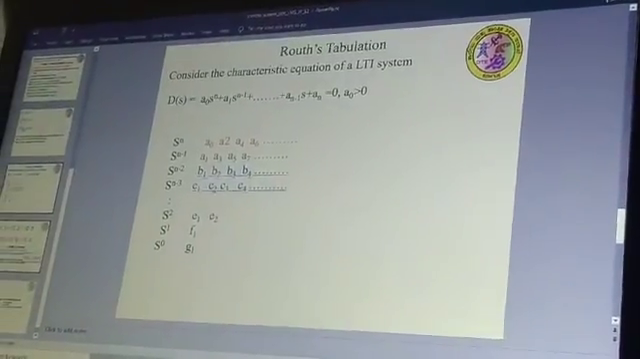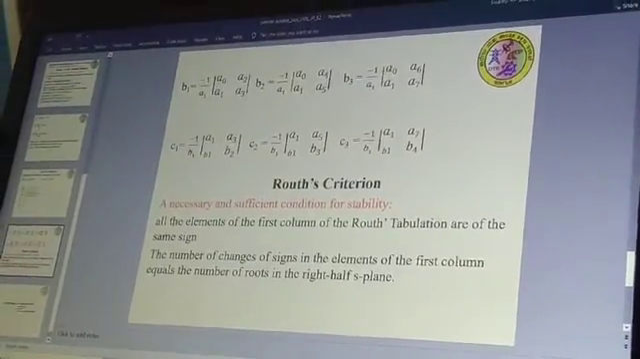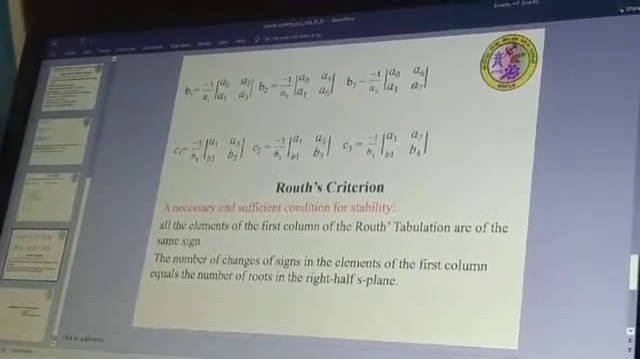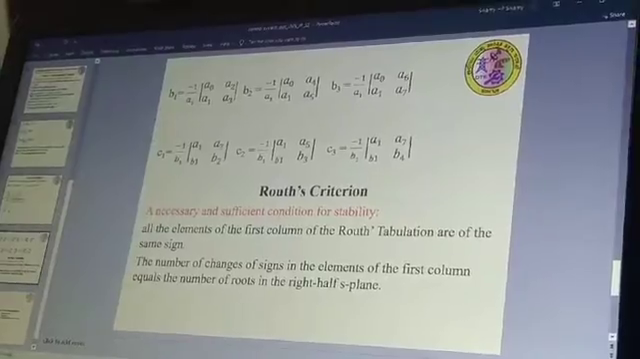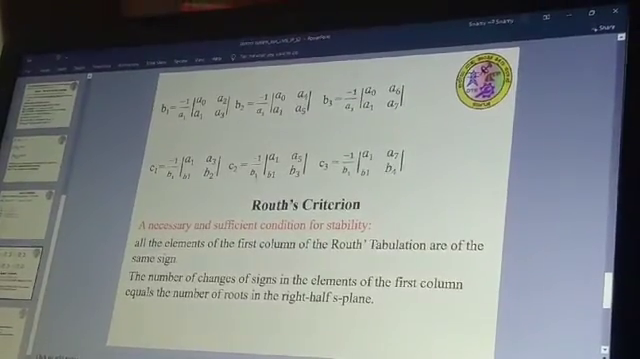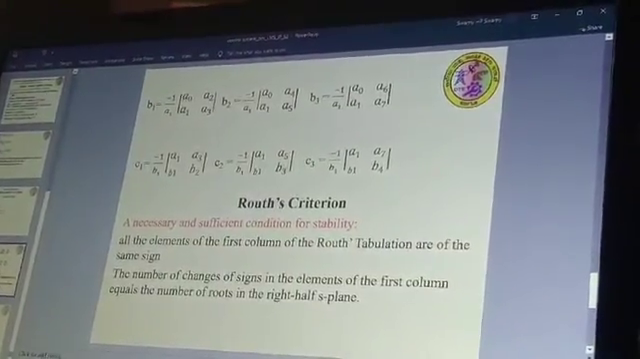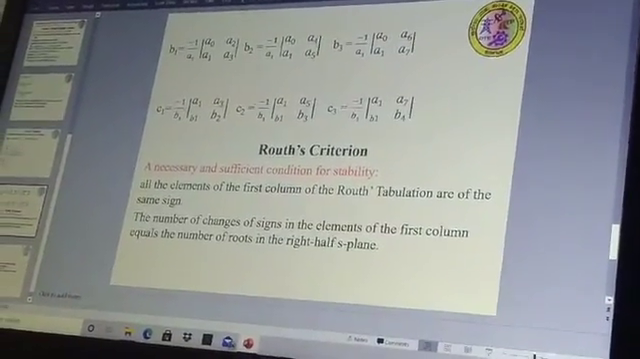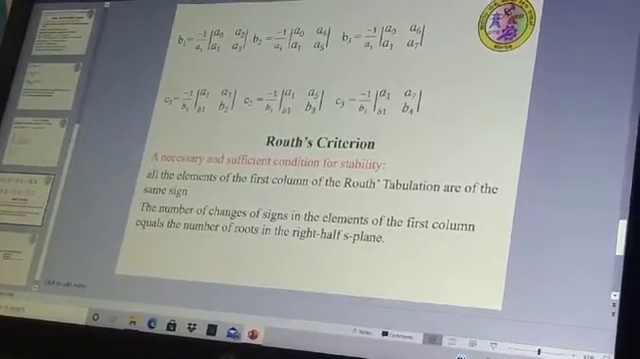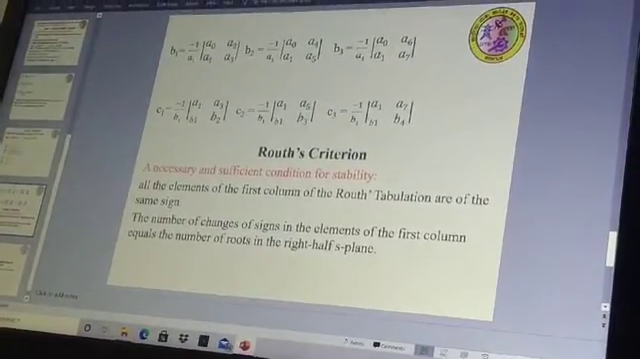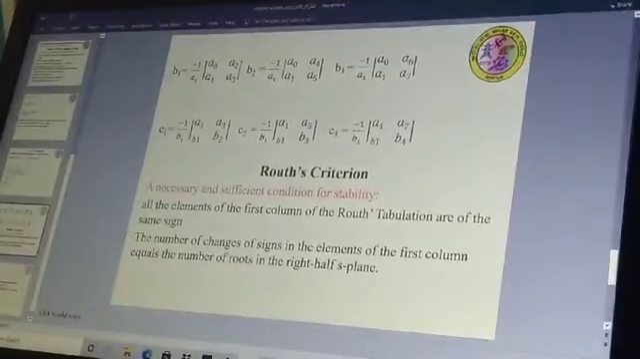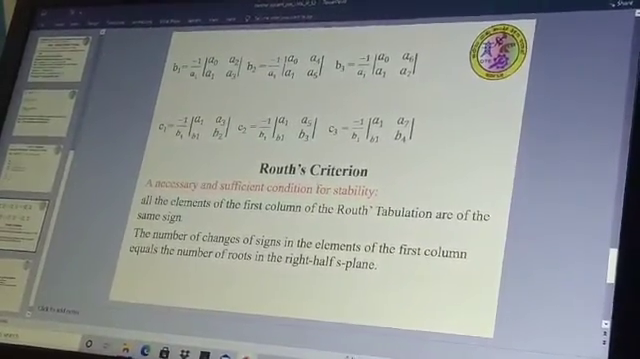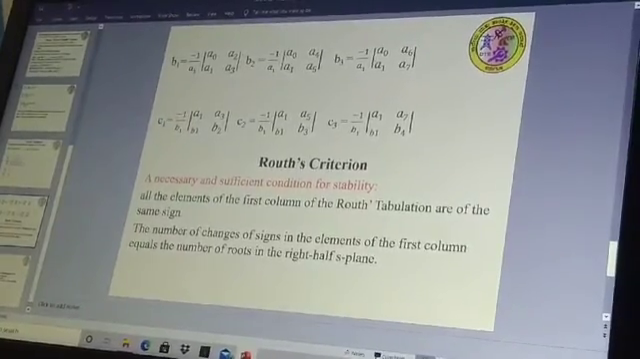You see in the equation, c1 is equal to minus 1 by b1, determinant of a1 b2, b1 a3. c2 is equal to minus 1 by b1, determinant of a1 b3, b1 a5. c3 is equal to minus 1 by b1, a1 a4, b1 a7. So like that, all the coefficients will be calculated. After calculating, you have to check the Routh's criteria.